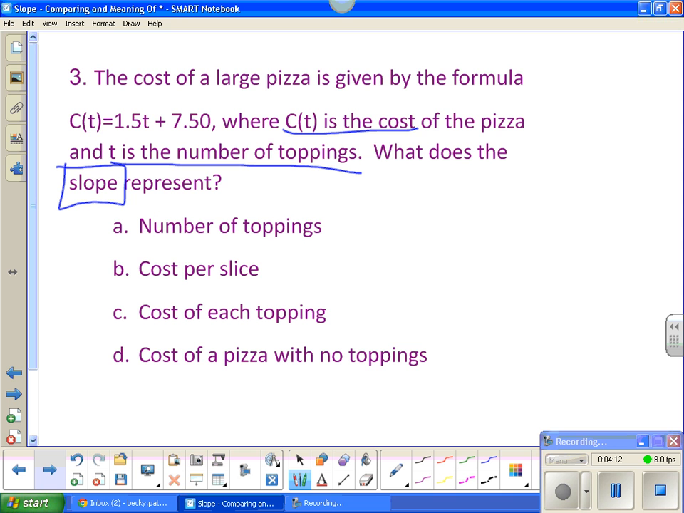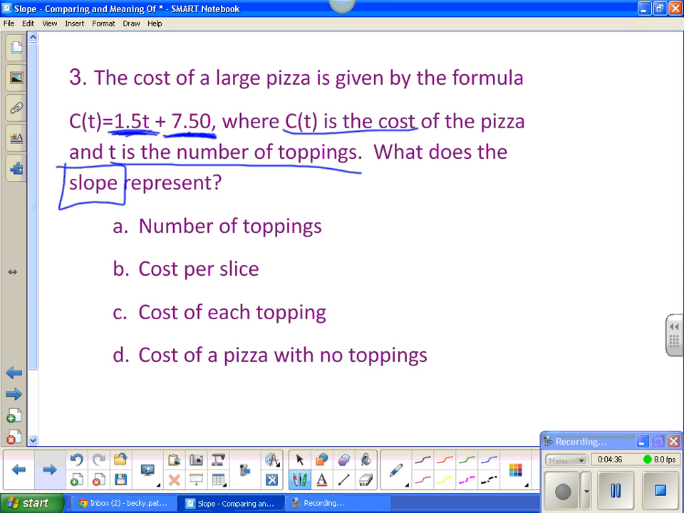Well, which one of these numbers is the slope? And the answer is 1.5. We've kind of been talking about this all along. This is your starting value. So what does this represent? Well, this is a pizza with no toppings on it. This is your base model pizza. And then for every topping, what's going to happen to the price? It's going to increase $1.50 per topping.